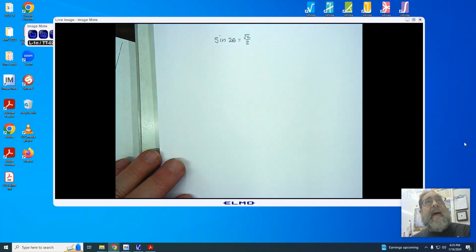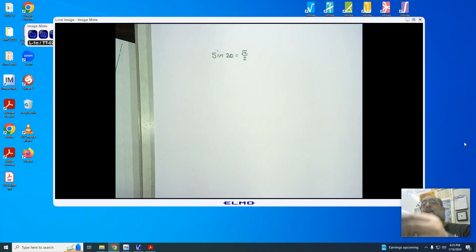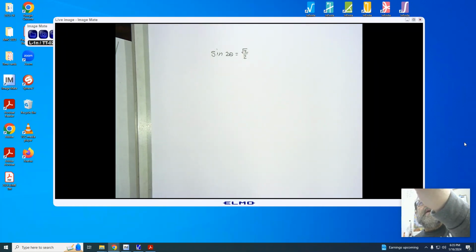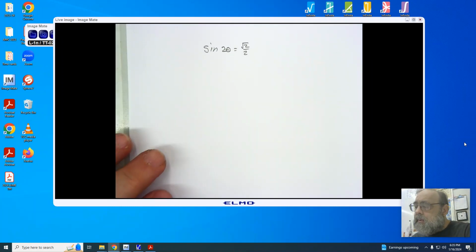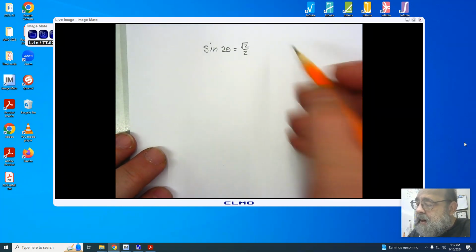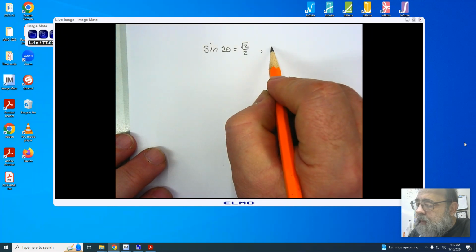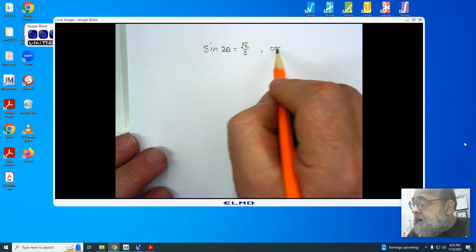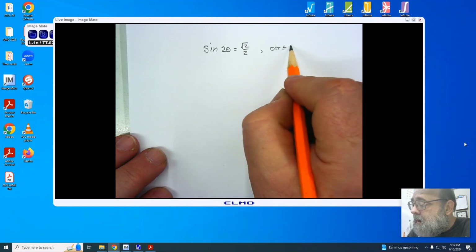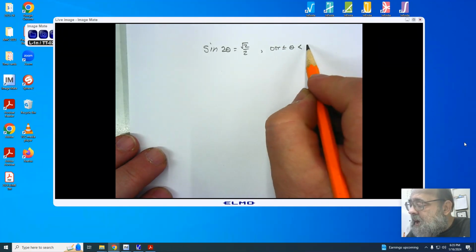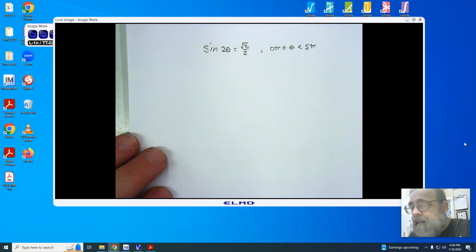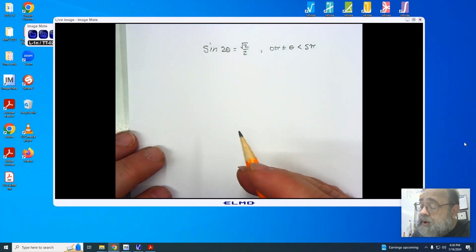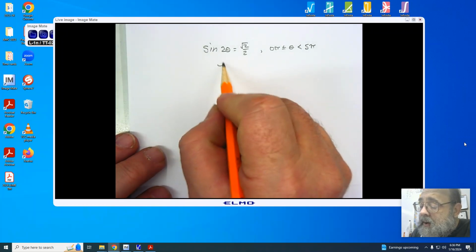And the whole idea that when we have something like the sine of 2 theta equaling root 2 over 2. Now, we know that our domain that we're looking for the solutions on can be anything, for example, between 0, pi, and let's go to something like 5 pi. Okay?